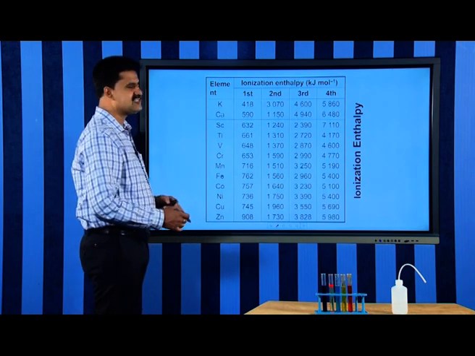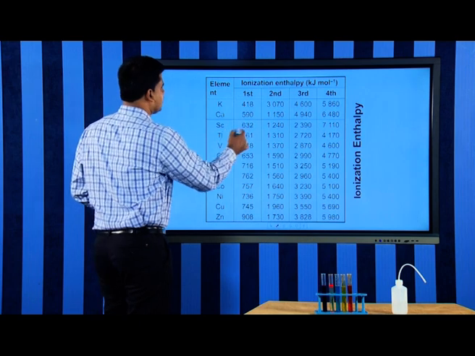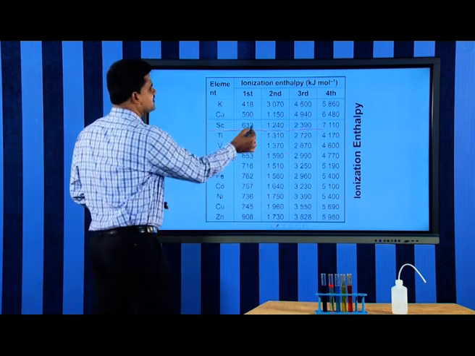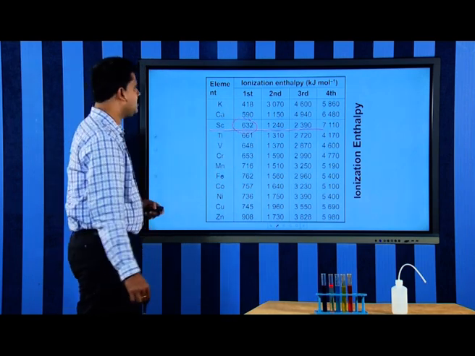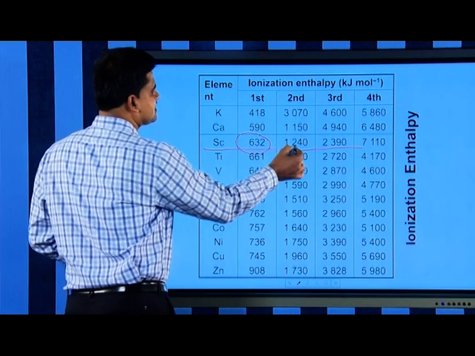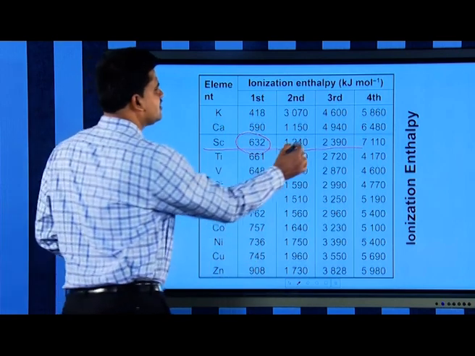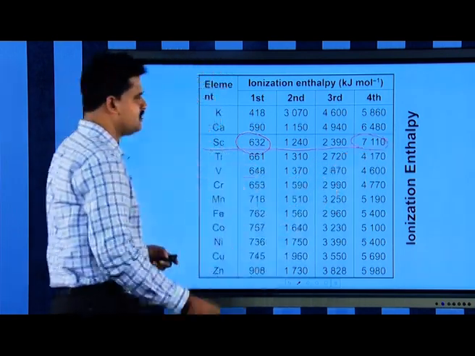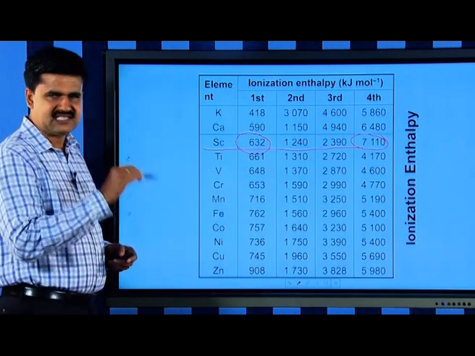In the case of 3d series of elements, we can see the regular trend. Let us take the case of scandium. Here, the first ionization enthalpy is 632 kilojoule per mole, but the second ionization enthalpy is nearly 2 times that of the first ionization enthalpy. So, there is an increase, and the fourth ionization enthalpy is very high. Some anomalies are also reported. That anomalies we will discuss.